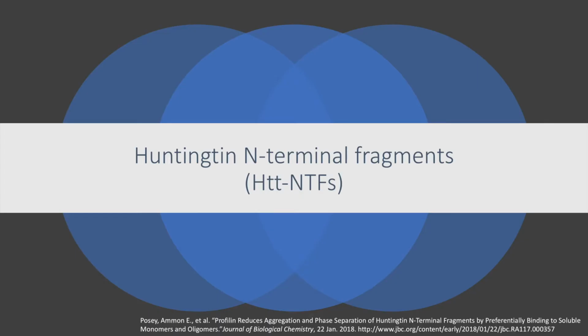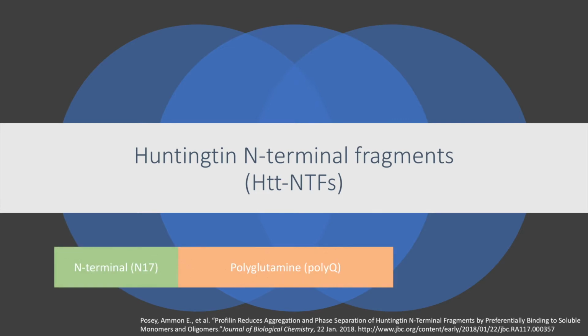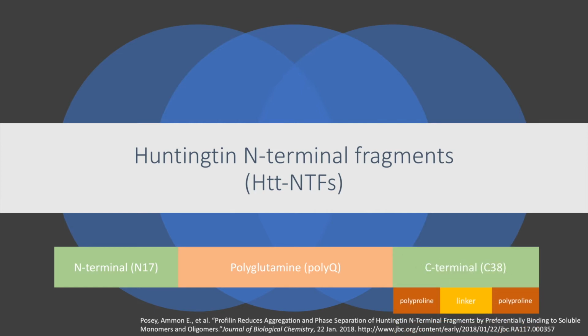Huntingtin N-terminal fragments, which I will refer to as HTT, are made up of three main parts: the N-terminal stretch, a polyglutamine tract, and a C-terminal stretch that includes two polyproline segments. HTTs with longer polyglutamine tracts form toxic aggregates that are associated with Huntington's disease.